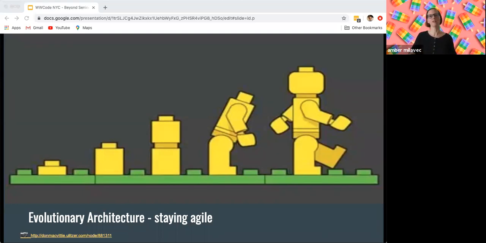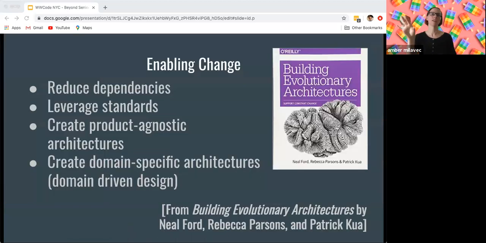So thinking about upfront, how am I designing in a way that is flexible? I have a recommendation for a book that's pretty good that talks about this in depth, so I'm not going to go too deep into it here, but really thinking from a high level, how do we reduce dependencies, leveraging some of the standards that we talked about before, and creating more agnostic architectures, it talks about, and then domain-specific architecture. So I think this is a really great book if you want to check it out.